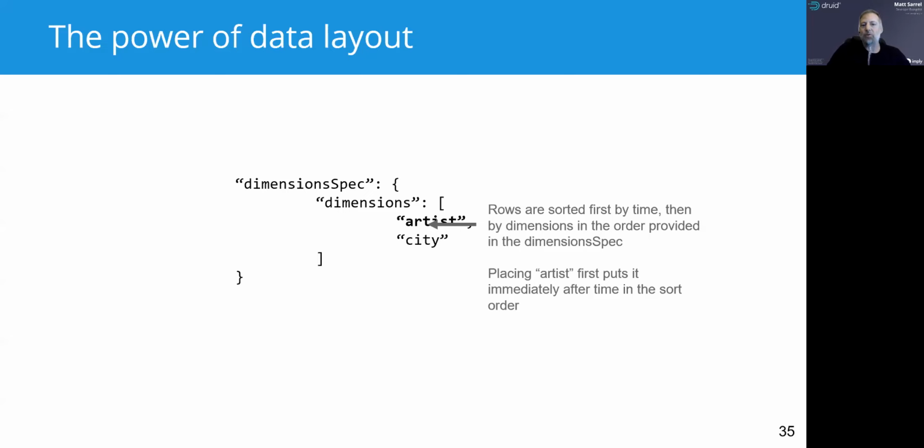So rows are first sorted by time and then by dimensions in the order that they're put in. This is all sort of leading up to a lot of data. If you massage your data before bringing it into Druid, you're going to have a better time. Put it in order, sort your columns in order, and then sort your rows in order, and then import into Druid.